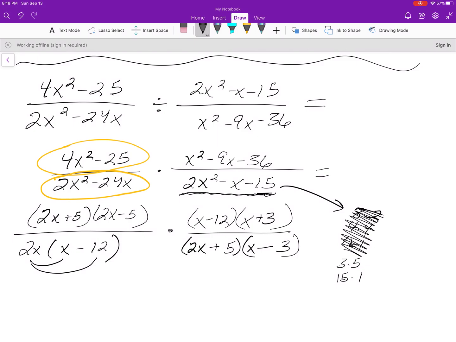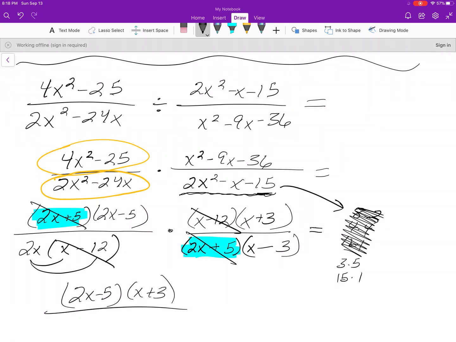I should have guessed because if I looked over here, I would have seen the 2x plus 5 and the 2x plus 5. Those are going to cancel out. Boom. What else? Oh, x minus 12, x minus 12. And I think that's it. So we're left with a factor of 2x minus 5 on the top, as well as an x plus 3. On the bottom, a 2x and an x minus 3.